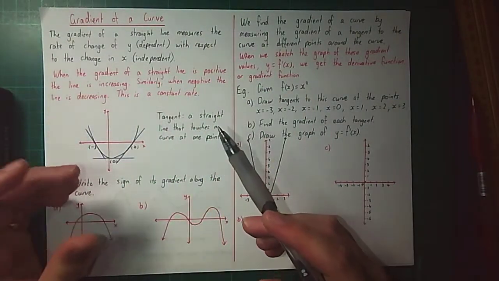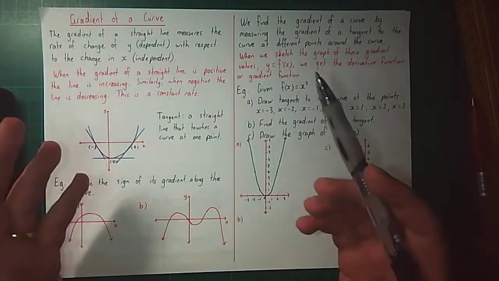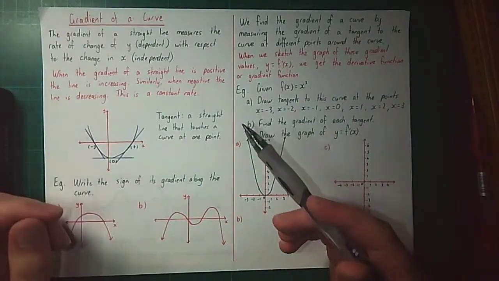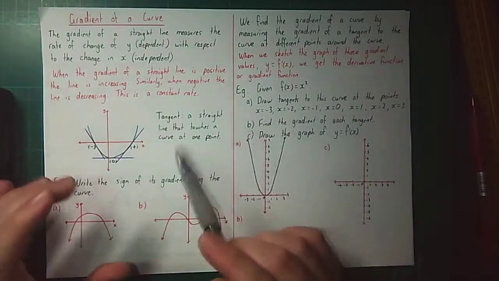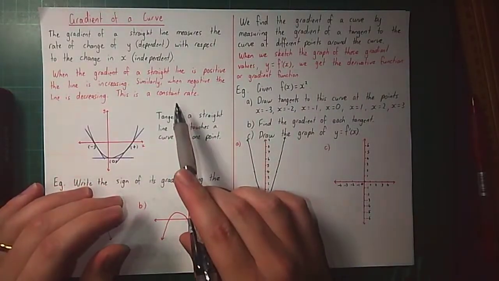Now, when the gradient of a straight line is positive, that means that the line is increasing. And when it's a negative gradient, that means the line's decreasing. And that's always the case. And as it is always the case, that means it's a constant rate.